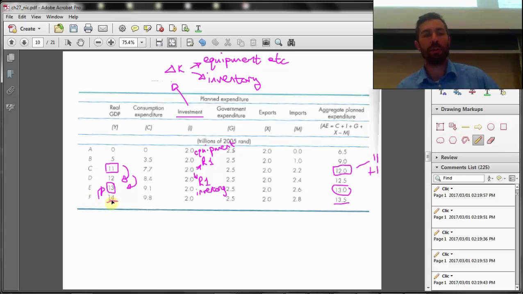Alternatively, if we're at point F and we're producing 14, but people are only buying and consuming 13.5, what is going to happen is that firms are going to have an unintended buildup of inventory. In other words, they produced some output which they wanted to sell, they weren't able to sell it, and their inventories increase by some unintended amount. That's a signal to firms to reduce their production. So we move from point F to point E. And hence what happens is our economy converges on this equilibrium point E.